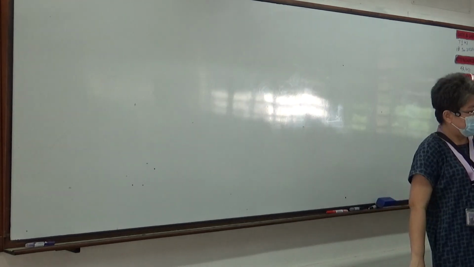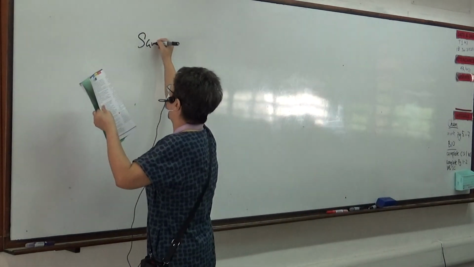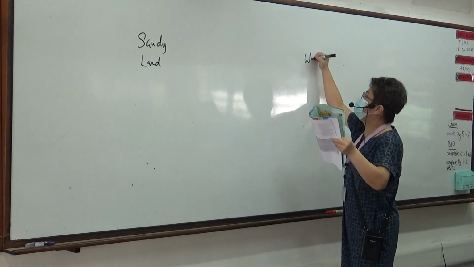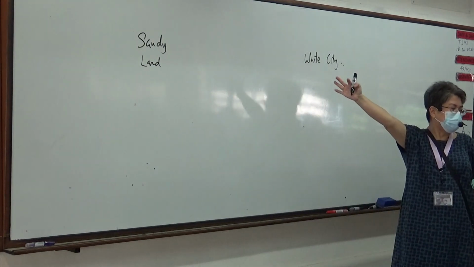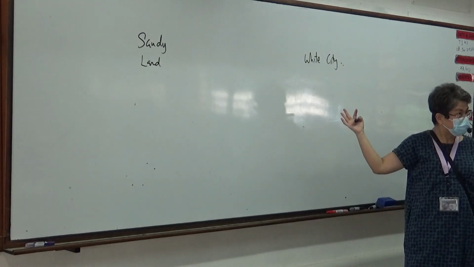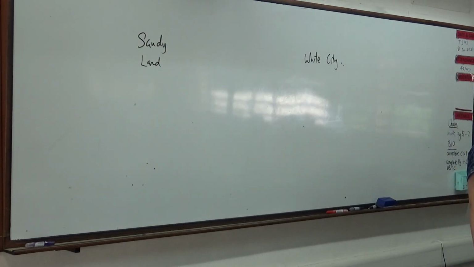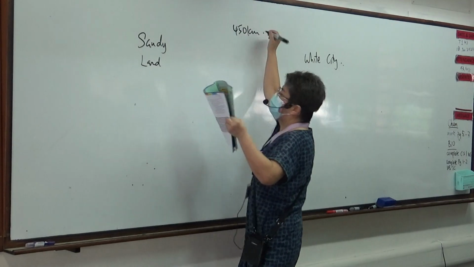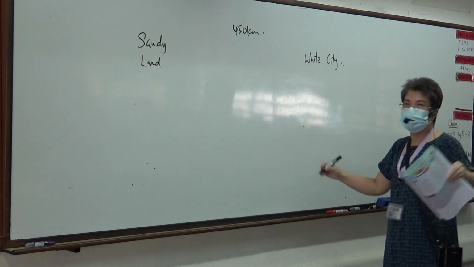During a test flight, an aircraft flies from Sandy Land to Flight City, and then back to Sandy Land again. The distance between Sandy Land and White City is 450 kilometers. And the total time for the whole journey is 5 hours 30 minutes.